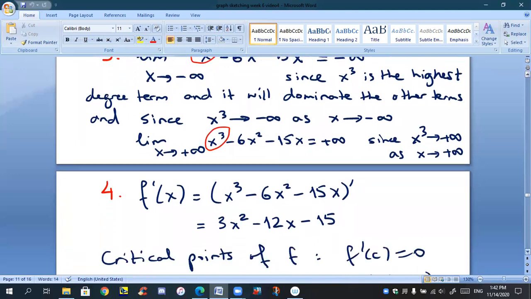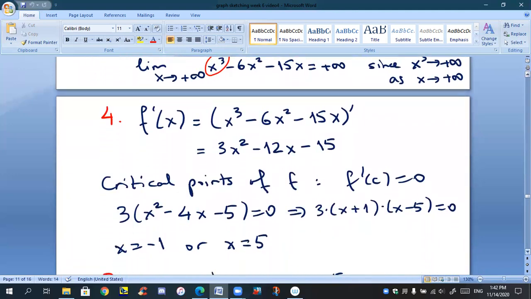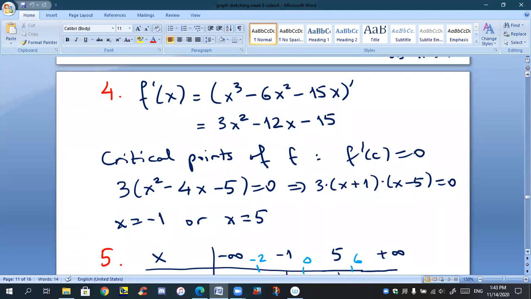And then we find the derivative of the function, which is 3x squared minus 12x minus 15. And then the critical points will come from f prime equals 0 only, because f prime is also a polynomial. There will be no such points where f prime doesn't exist. So only f prime of c equals 0 can happen for critical points when f is a polynomial. So if we solve this equation, we get 3 times x plus 1 times x minus 5. So that gives two critical points, minus 1 and plus 5.